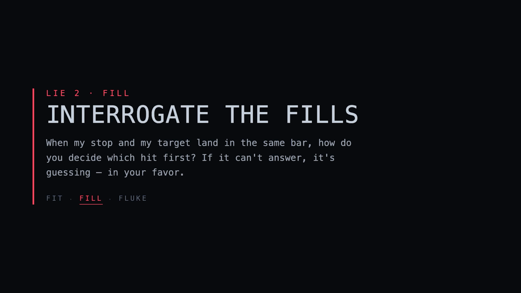Ask your backtest one question. When my stop and my target land inside the same bar, how do you decide which one hits first? If it can't answer, it's guessing. And it's typically guessing in your favor. And the way you check for it is the count. Take your winners and ask how many of them needed a fill at a price the market only touched. If it's under 1%, don't relax. That's exactly what was here. So that's test number 2.